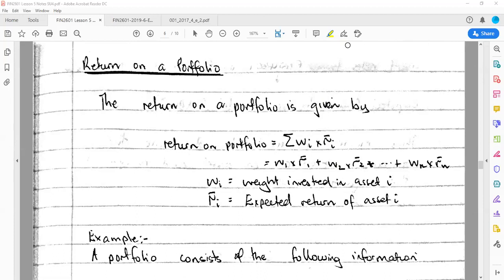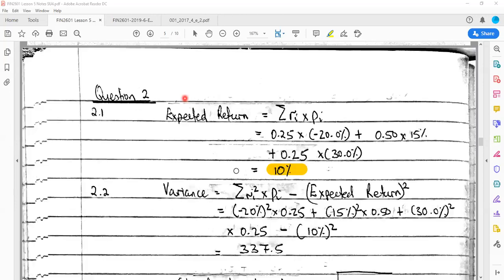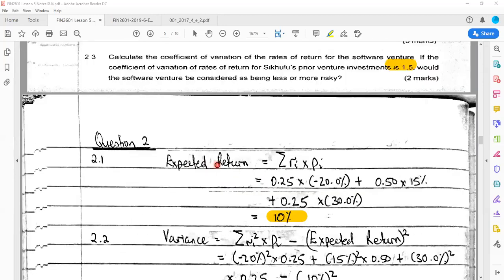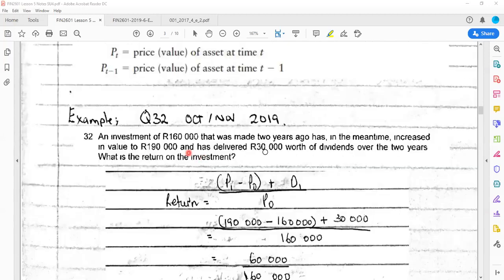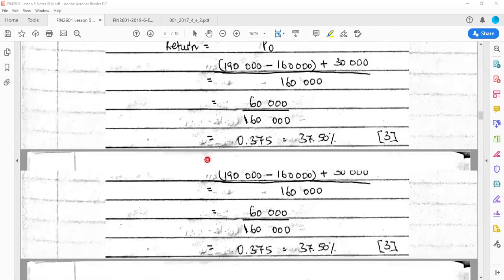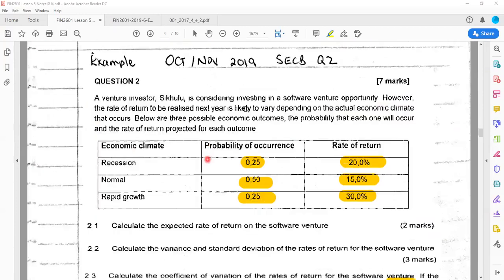Okay. Next, let's talk about the return on a portfolio. Sometimes you might be asked to get the return. We've talked so far about the expected return on an individual project, and I showed you how to calculate the expected return here. Sometimes you can just be asked to get the rate of return on an investment, where they've given you the beginning value and the ending value, and we saw this example. If you don't have probabilities, you just have beginning and ending values and cash flows, you use this approach. But if you've been given probabilities, then you use this approach.